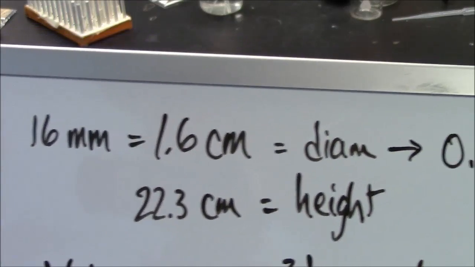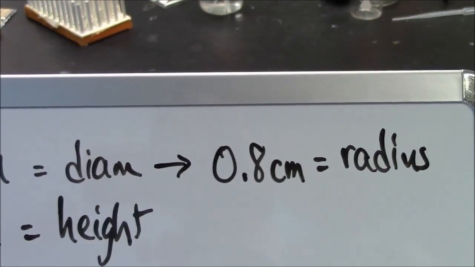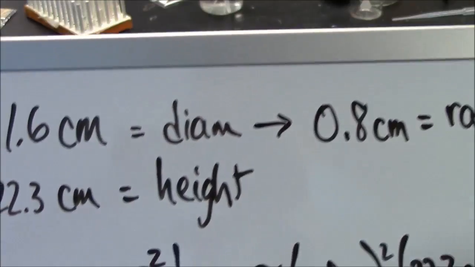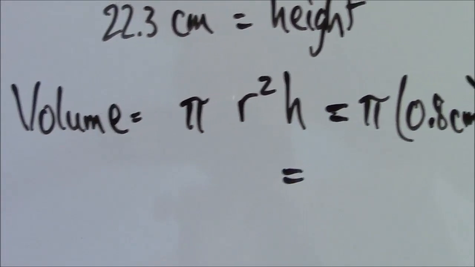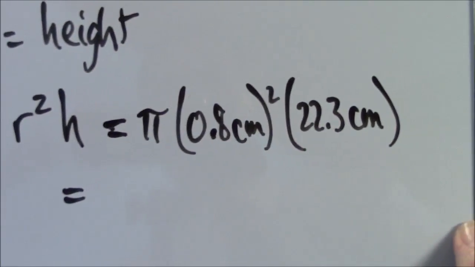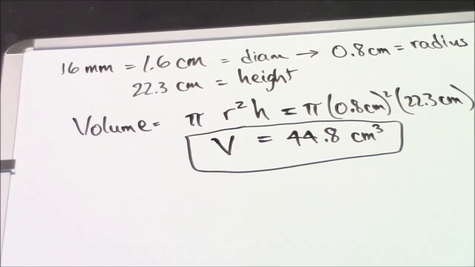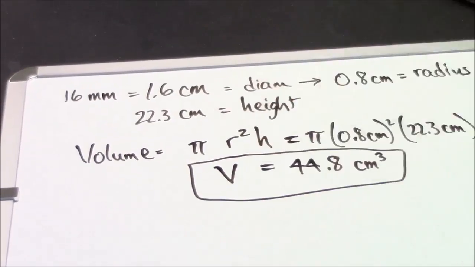Here's my data I'm using to calculate the volume. I need the radius, I need the height. Here's the formula for the volume of the cylinder. So I plug in my values and I solve for the volume in cubic centimeters. And here's my calculated volume.